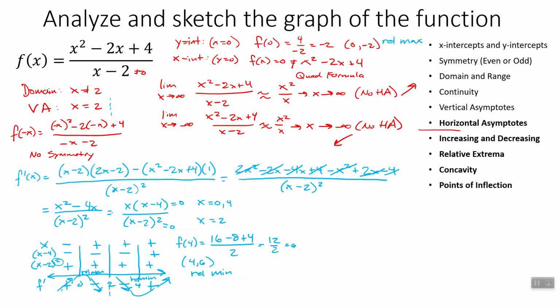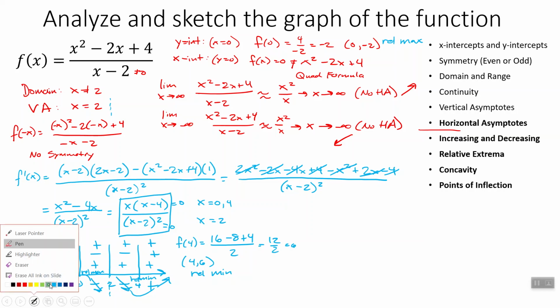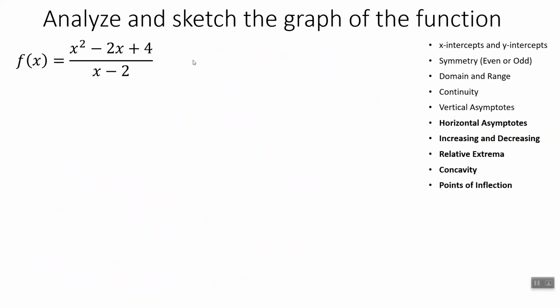All right, so let's see. Here's our derivative, and now we need a second derivative. All right, so let's change colors here. I haven't used green yet. Our f prime was x times x minus 4 over x minus 2 squared. We'll take the derivative from the other side.